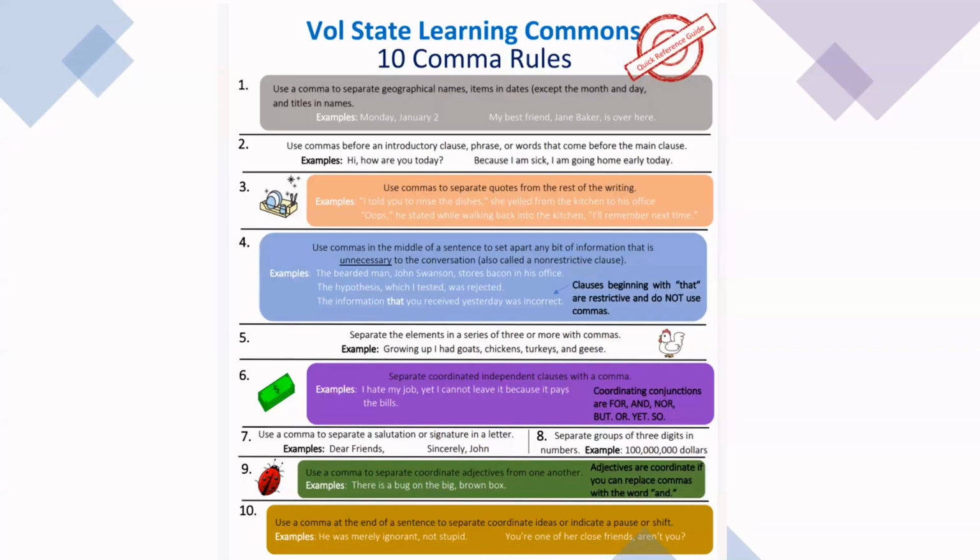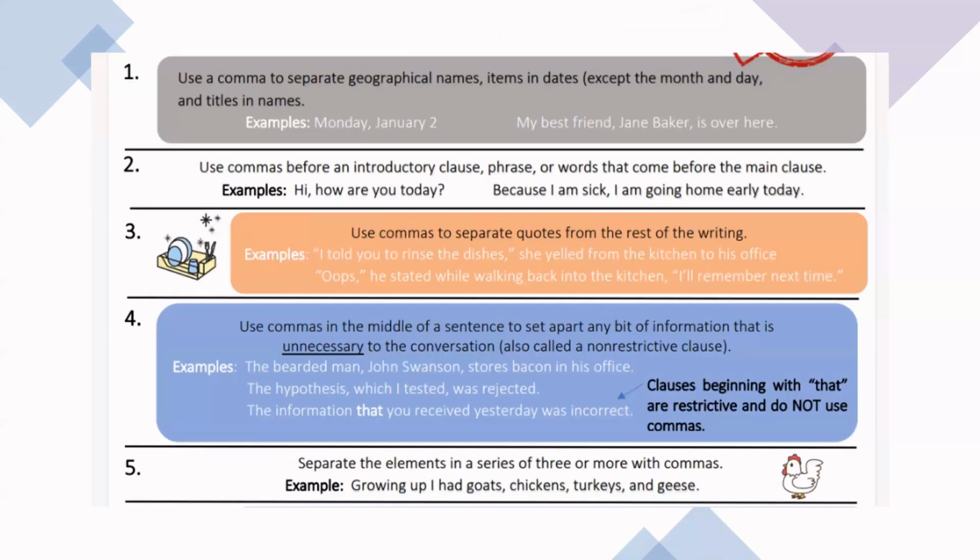Speaking of commas, here we go. The 10 rules of comma. Commas are used when you're separating geographical names, items, and dates. Examples: Monday, comma, January 2, comma, 2023. My best friend is over here. Well, who's your best friend? Oh, my best friend, comma, Jane Baker, comma, is over here.